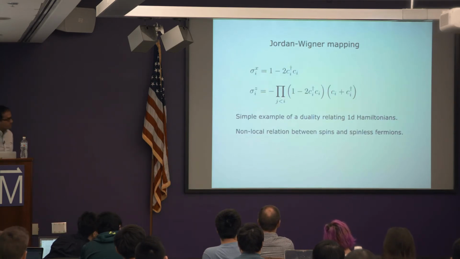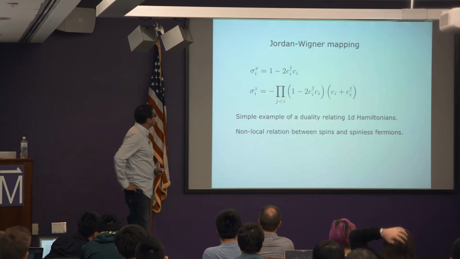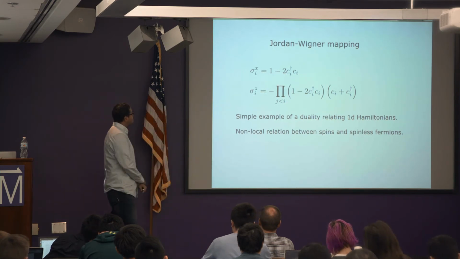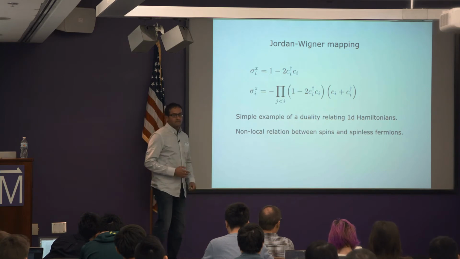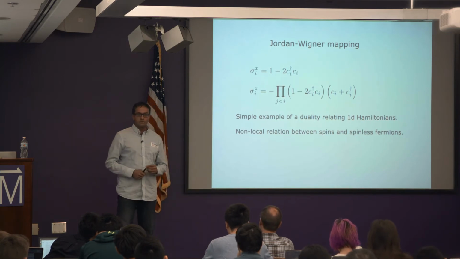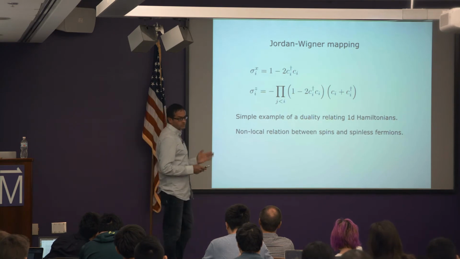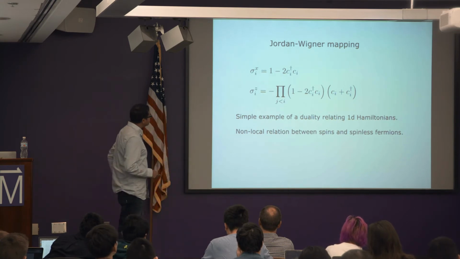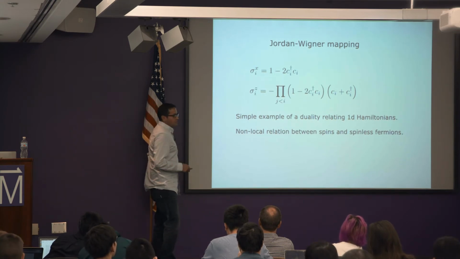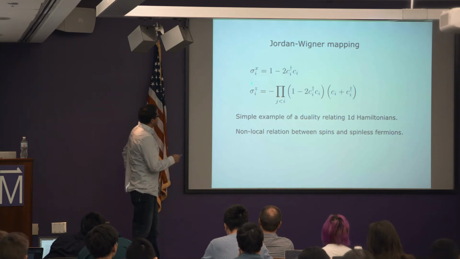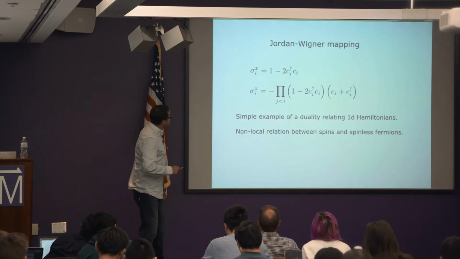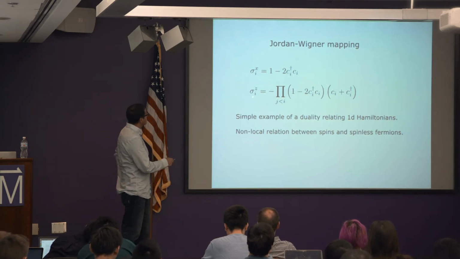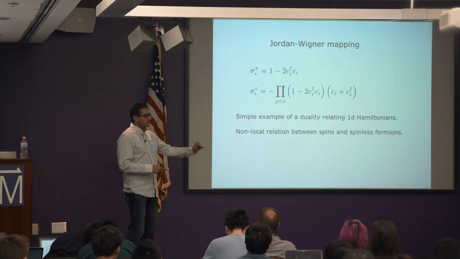All right, so this mapping that I was using, which is known as the Jordan-Wigner mapping, relates Pauli matrices to spinless fermions. And it's given like this. And one of the reasons I show you this is because this is a simple example of a duality transformation relating 1D Hamiltonians. Once you go to the transverse field Ising Hamiltonian, you can then dualize at the level of the Hamiltonian. And the key take-home message so far is that, you know, these are local operators. The fermions are local operators, but the relationship between them is non-local. Non-local relationship between spins and fermions, because the Pauli matrix at site i depends on these fermions at all j less than i.